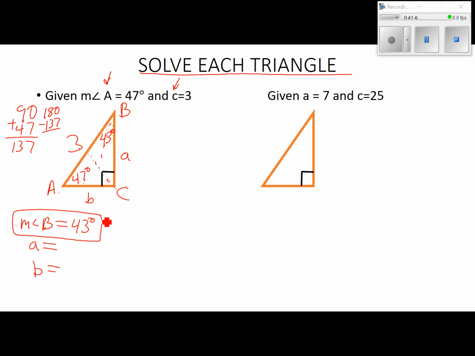Even if you can't do anything else, everybody should be able to do that, and you get at least a third of the answer correct. Next, let's just find little a next. Now, this is where it gets a little harder because you got choices. We can either pick the 43 degree angle or the 47 degree angle. I'm going to pick the 47 degree angle here and label the triangle according to that, just like we've been doing. So that's your opposite leg. That's your hypotenuse. This is your adjacent leg.